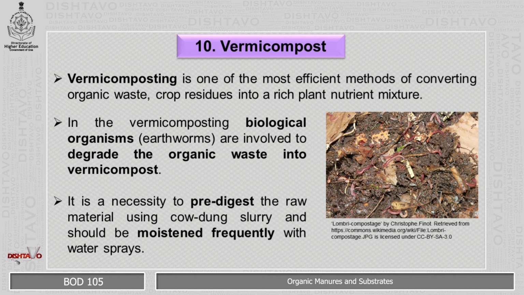Vermicompost. Vermicomposting is one of the most efficient methods of converting organic waste, crop residues, into a rich plant nutrient mixture. In the vermicomposting, biological organisms such as earthworms are involved to degrade the organic waste into vermicompost. It is a necessity to pre-digest the raw material using cow dung slurry and it should be moistened frequently with water sprays.